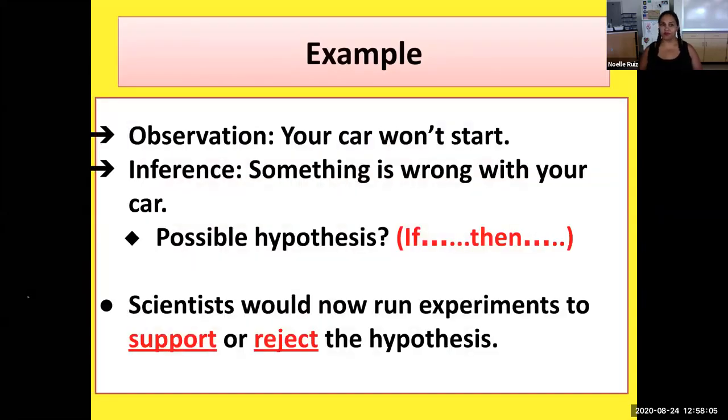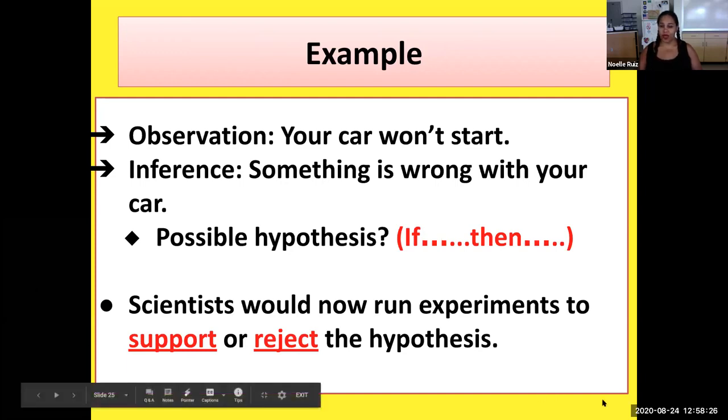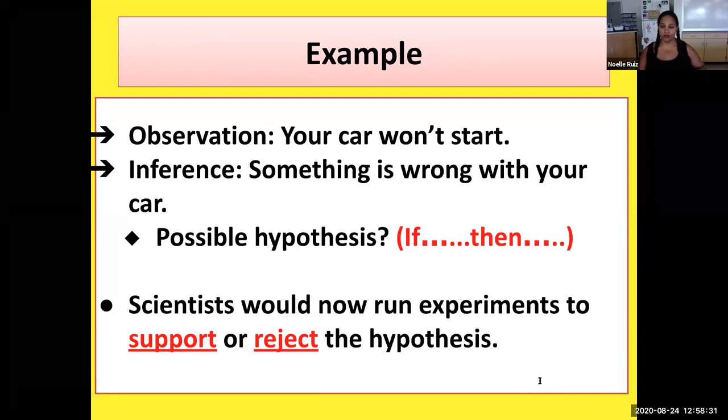So for example, you make an observation, your car won't start. That's your observation. You have a car, it won't start. And then you make an inference. Something's wrong with my car. You format your hypothesis. So if you had something wrong with your car, what do you think you should do to try and fix it? Tell me in the chat box. Make it an if-then statement. If I do what, then what will happen to your car? What do you think? This is stuff you have to write down.